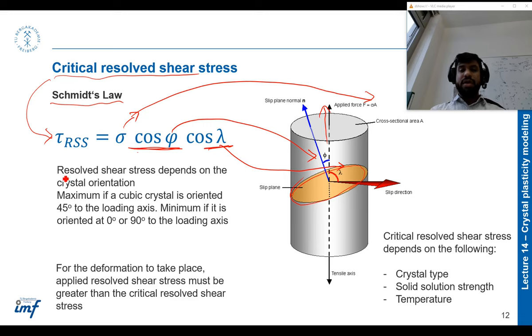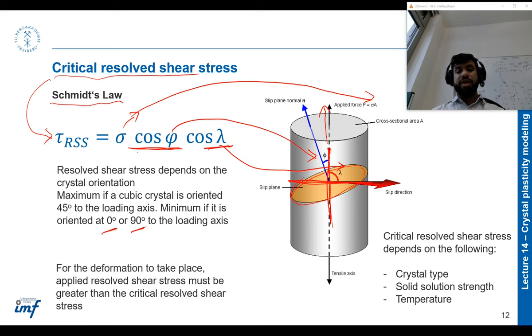So theoretically, resolved shear stress depends on the crystal orientation. If it is a cubic crystal that is oriented at 45 degrees to the loading axis, then the resolved shear stress will be maximum. That would mean that the maximum stress will be present on the plane and it will deform significantly. But if the crystal is oriented at 0 degrees or 90 degrees, for example, if this plane is perfectly like this or perfectly like this, if you put those values here, the resolved shear stress value will be very small, which will mean that even if you apply a lot of load, there is not enough stress on the slip plane to deform it. So that slip plane will not really move.